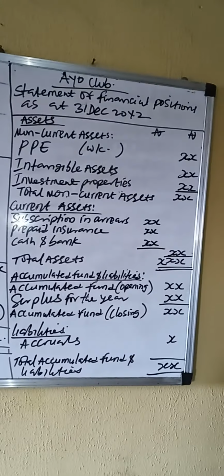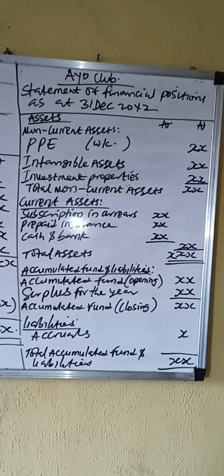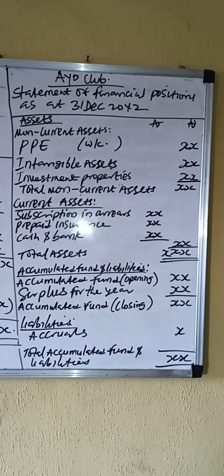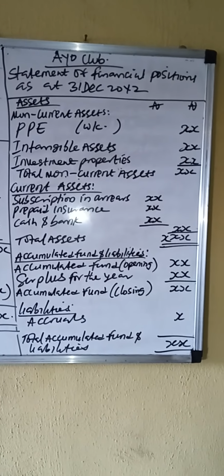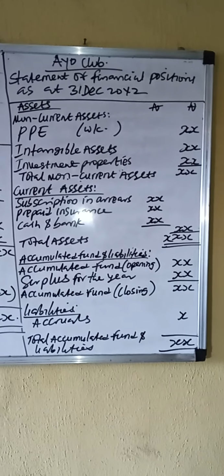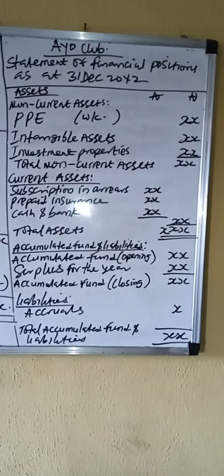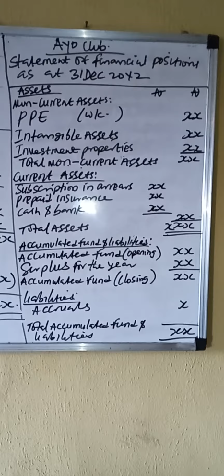The second item includes intangible assets. If the club is a musical club or they have videos that are watched on iTunes or paid organizations, that value can also be added as intangible asset. Investment property, buildings that are rented to generate income, also add as non-current assets.